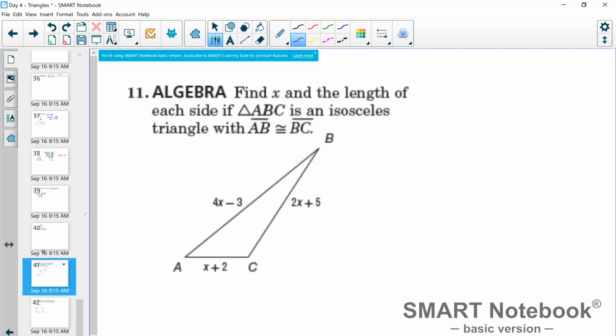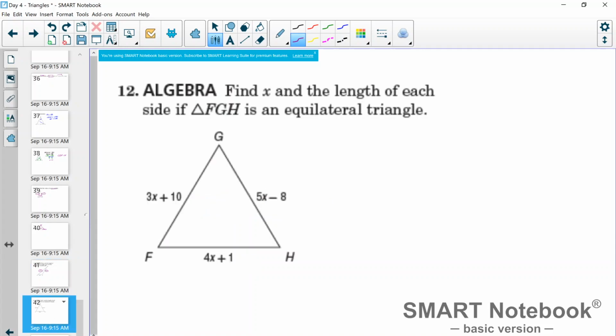And then we would use that to find x and the length of each side if it's an isosceles triangle with AB congruent to BC. So A to B is congruent to B to C, meaning they are the same, equal. So I would take that 4x minus 3, set it equal to 2x plus 5, solve for x. Here we have an equilateral triangle. All three sides are the same. Pick any two sides to set equal to each other, solve for x.